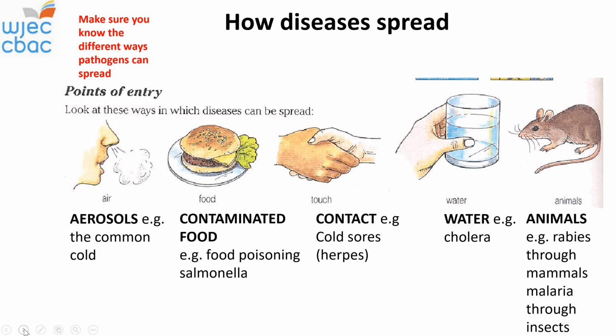And then we've got animals. So we've already looked at things like malaria spreading through insects, through the female mosquito biting an individual and actually injecting tiny microorganisms that cause malaria, but also rabies through animals, mammals like rats and dogs and cats, okay, they can transfer them. The one that's not mentioned on here is through sexual contact, okay? So some diseases like HIV and chlamydia can be spread through sexual contact. So I'd be able to identify some different ways that pathogens can spread.